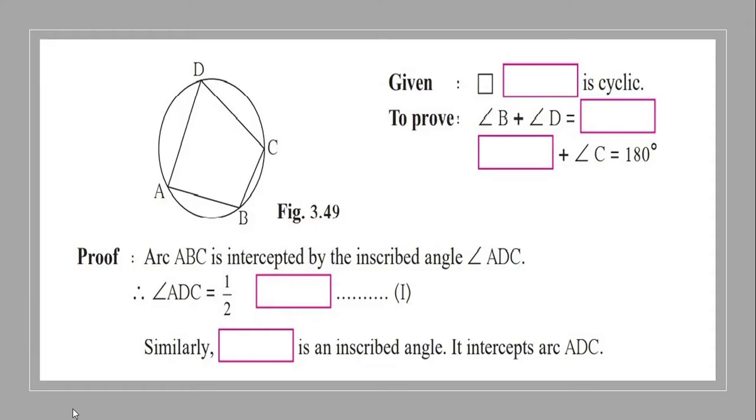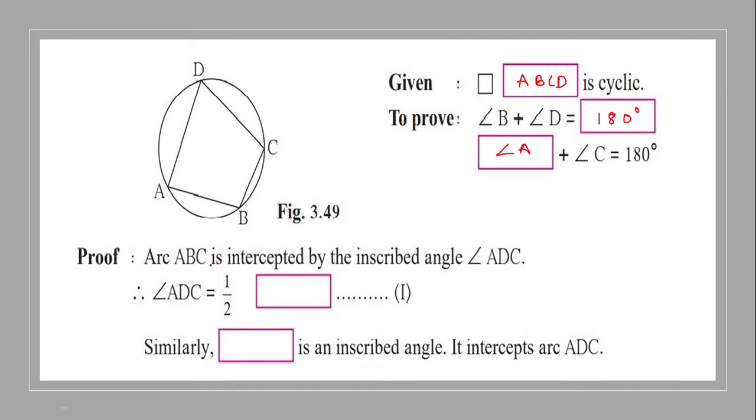Now let's check this. Here we have a cyclic quadrilateral ABCD. So let's write: quadrilateral ABCD is cyclic. Now what do you have to prove? If you add the opposite angles, angle B plus angle D, it should be 180 degrees, and angle A plus angle C should also be 180 degrees.